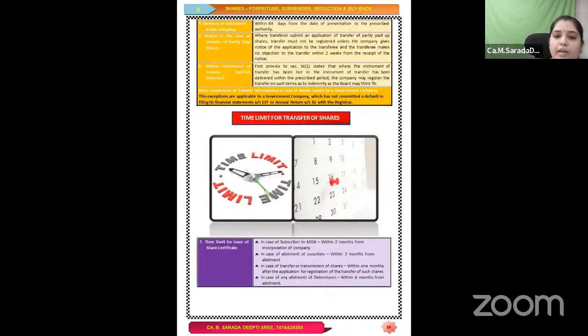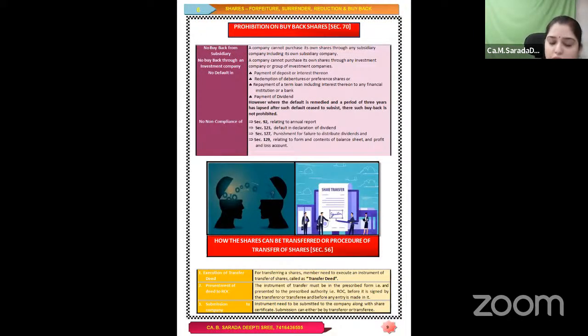Next, what is meant by transfer and transmission of shares? What is the difference between transfer and transmission of shares? I'll give you clarity, then we will go to the provisional aspects. Please remember, what is the purpose of investing in shares for every member of the public or for an individual? Why does he invest in the shares of a company? Because it provides him easy liquidity. He invests his money in shares because it helps him with easy liquidity.